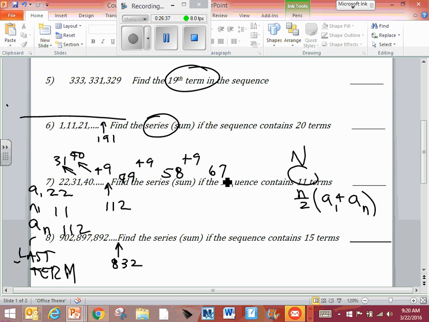What am I looking for? N, you're a what? An 11. This is weird. You usually have an even number for n, but they say n is 11. Doesn't matter, you have a calculator. 11 divided by 2, parentheses, the first number would be 22 and a 112. 22.